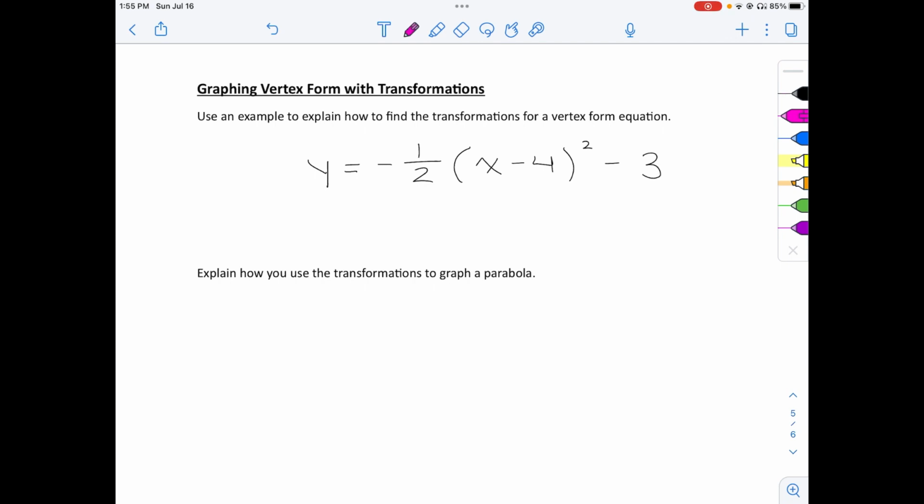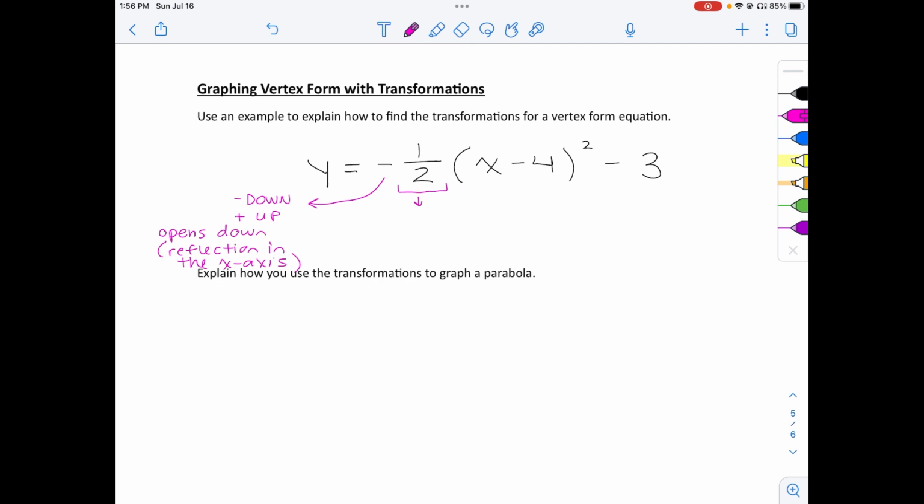Okay, let's say this is my equation. From this, I'm going left to right to see what each piece means. So this negative here is telling me the direction of opening. Again, if it's negative, it's opening down. If it's positive, it's opening up. So in this case, it's opening down. And we can also call that a reflection over or in the x-axis. Okay, so that's what that piece is telling me there.